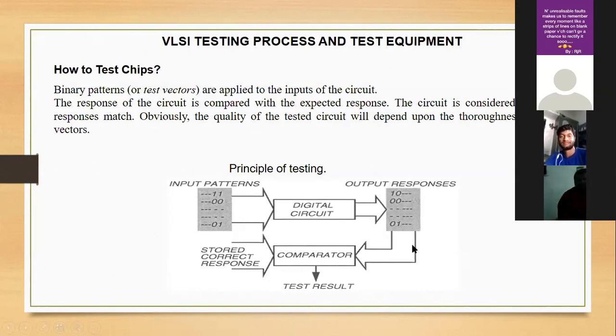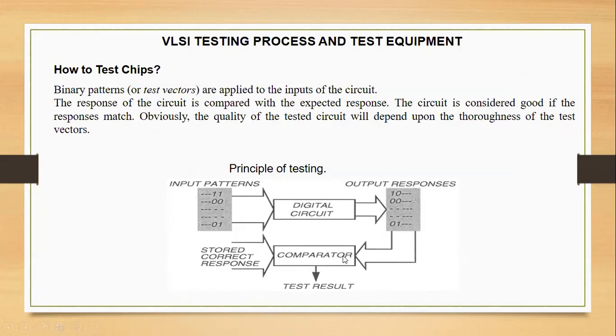These output responses are sent to the comparator. Okay, this has to be compared. How is it set for the comparator? Firstly, it comes with the stored correct responses. Within this testing procedure, we'll be checking through the stored correct responses. This will be connected to the comparator, where the output responses and the stored correct responses are sent, and the comparator gives the test result.